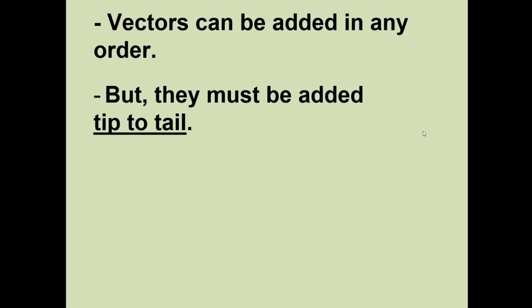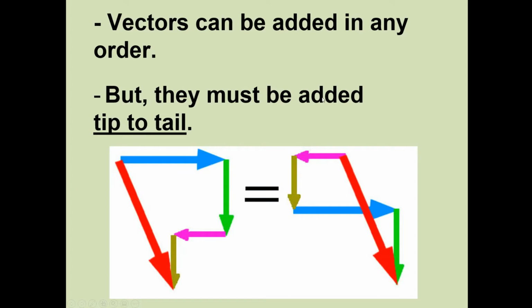So a few rules. Number one, vectors can be added in any order, but they must be added tip to tail. Let me show you what I mean. So here I have two examples. I have my component vectors, which are blue, green, violet, and brown. I combine these tip to tail like train cars, and I get this red resultant vector from start to finish.